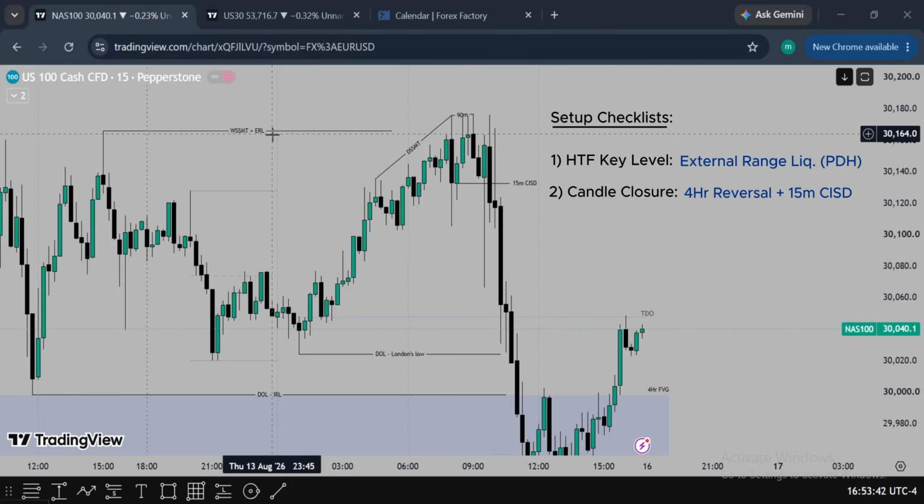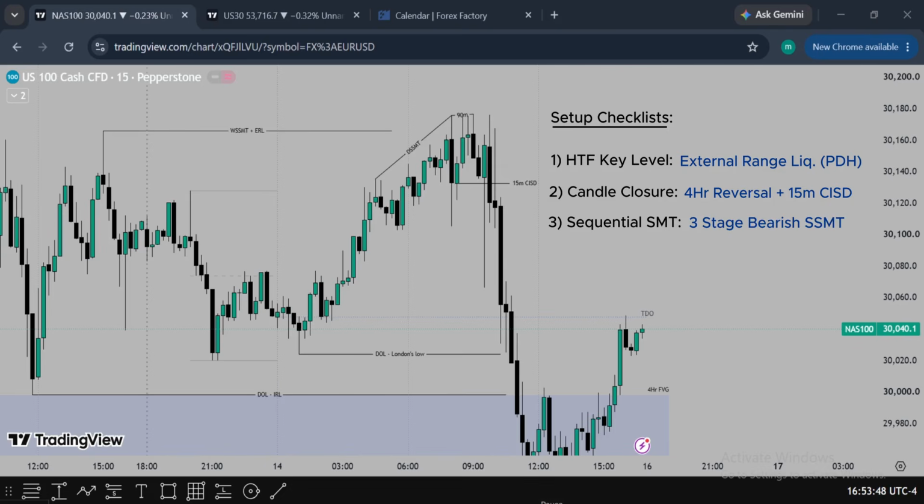The third checklist was a sequential SMT, and as you can see in this setup, we do have a 3-staged bearish sequential SMT confirmed with a higher time frame candle closure and a higher time frame key level. Our final checklist is draw on liquidity, and we do have a clear draw on liquidity since price took external edge liquidity, confirmed it with a 3-stage bearish sequential SMT and also a higher time frame candle to closure.